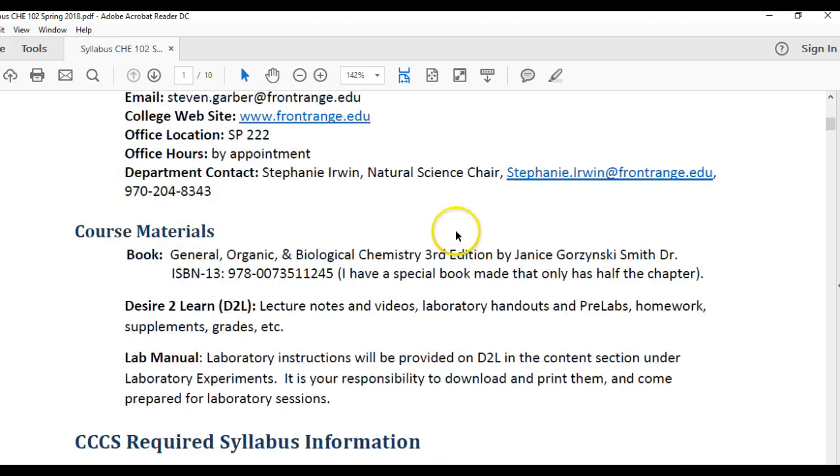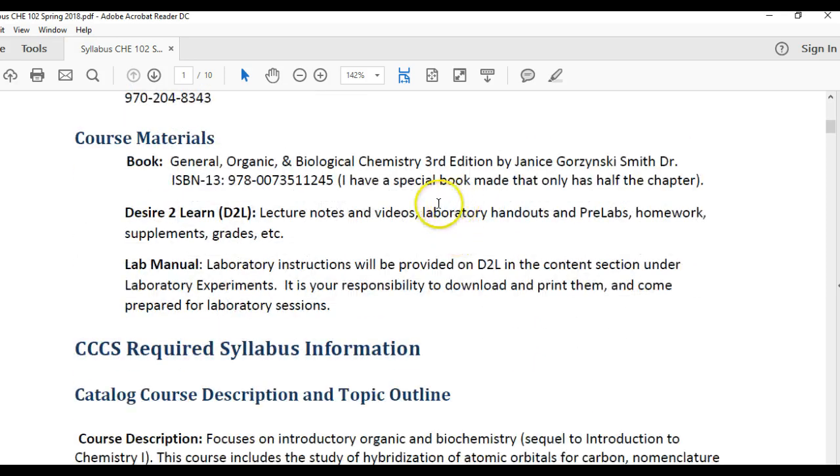All right. The book, I had a special book made for this course. This book is a great book, and the book is actually 24 chapters. The first half of the book, the first 10 chapters, is the general chemistry material, the stuff that you've learned in Chem 101.